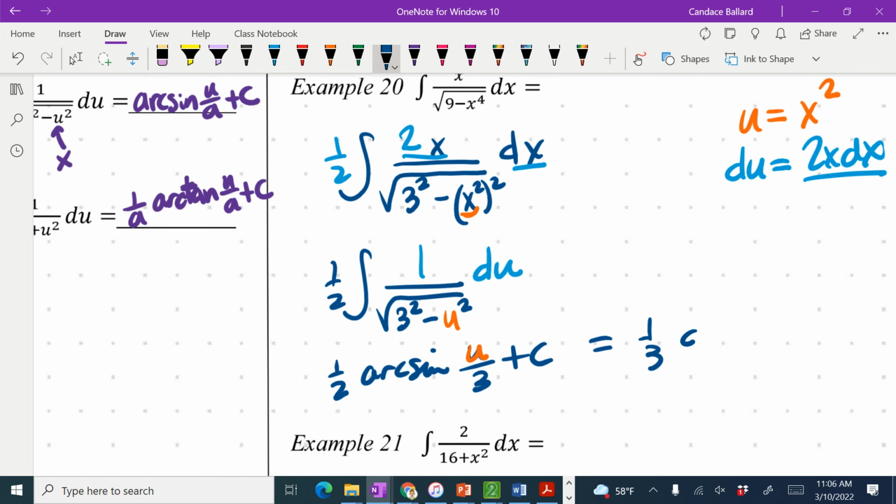So 1/3 arcsine of u, which is the x squared, I'm going to use orange, over the 3 plus c. It should be 1/2 because I wrote it wrong. I had a righto. It's kind of like a typo, except I'm not typing.